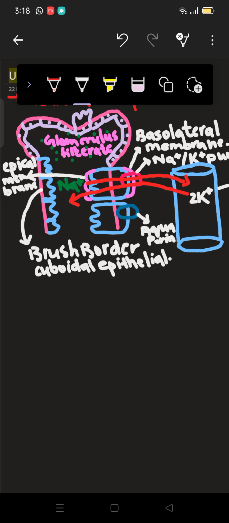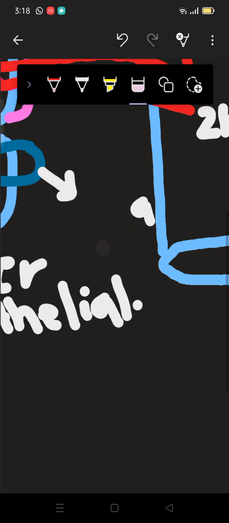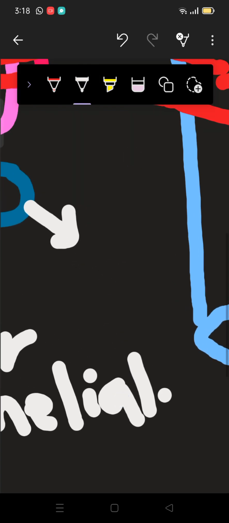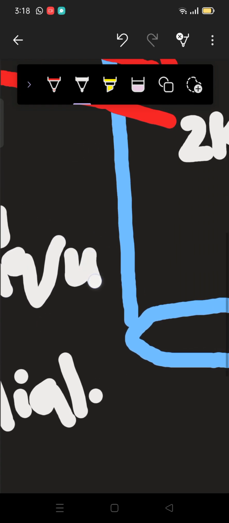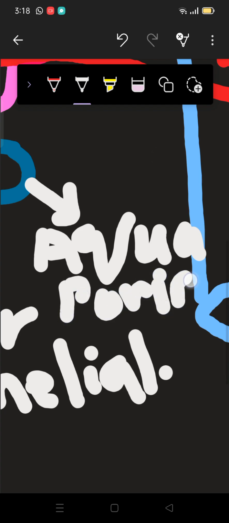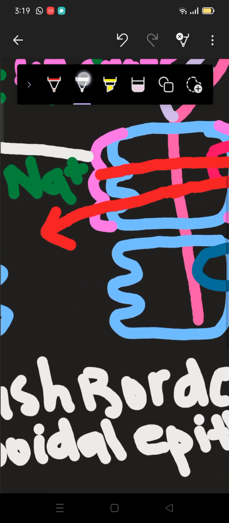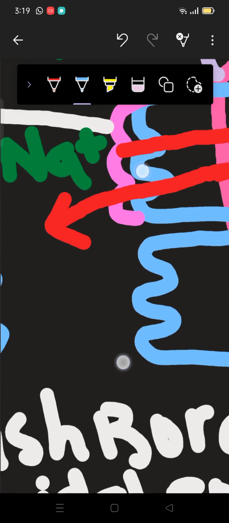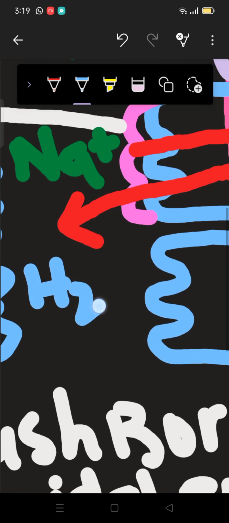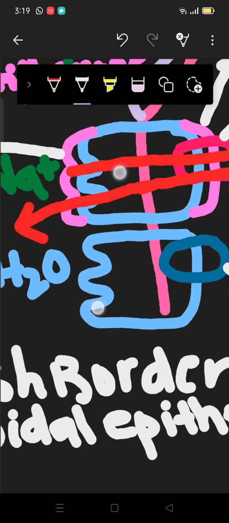Alright. This is aquaporin and this is not visible, I guess. I should remove it and then write. Alright. So this is aquaporin, from where water will be going inside. Water will be reabsorbed with the help of aquaporin.